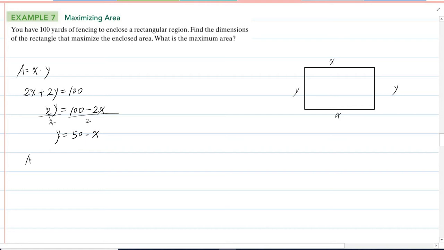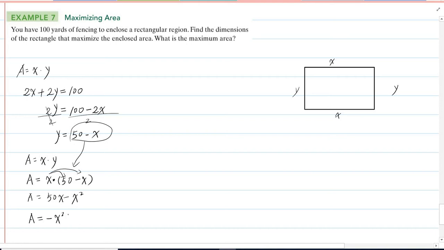Then we also know area is x multiplied by y. So now I can rewrite this, and here we're going to do a substitution: x multiplied by 50 minus x. So now I can continue and do a distribution. That will be 50x minus x squared. Once we have this, we want to figure out what the maximum area is. So I'm going to rewrite this area in the form of negative x squared plus 50x. I just changed the order.